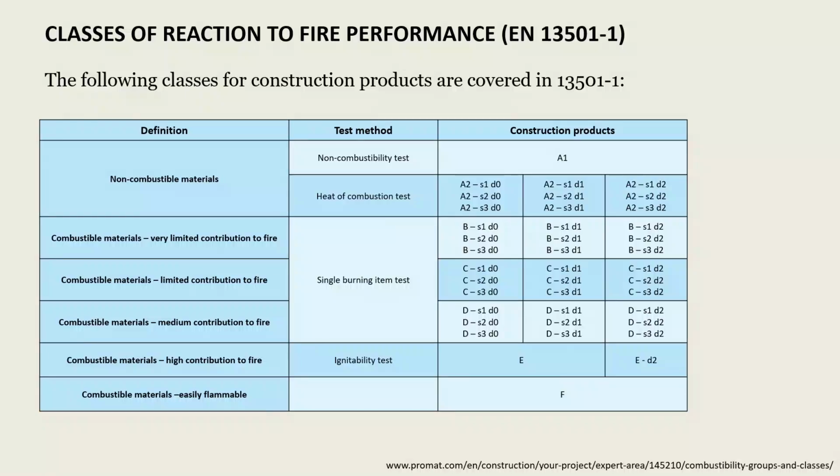These are the test methods and combustibility classes for construction products according to EN 13501-1. Non-combustible materials are associated with the first 2 rows of the table, and there are 2 tests to perform to determine the particular class for products in this category. For combustible materials with very limited to medium contributions to fire, there is the single burning item test, and we have 27 combinations of classes in this category. And then we have the ignitability test for E-class mostly.